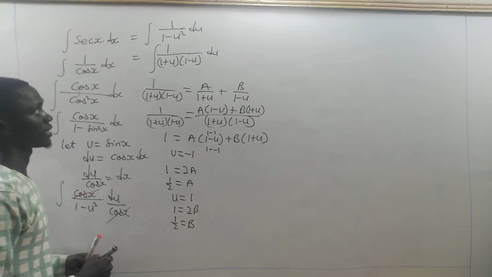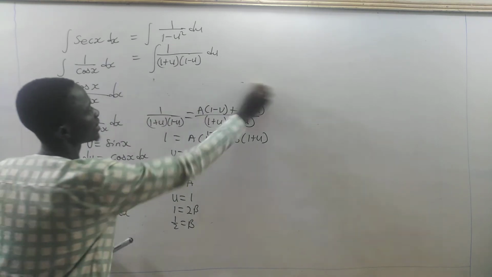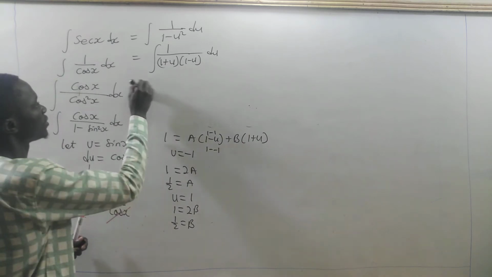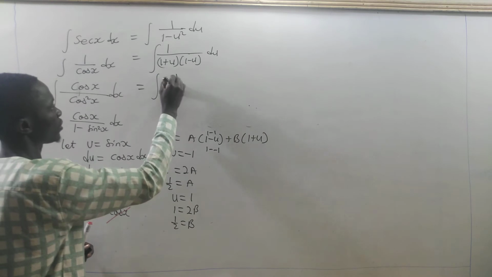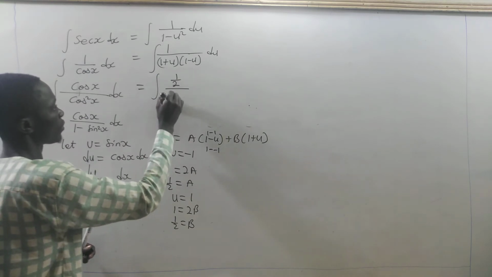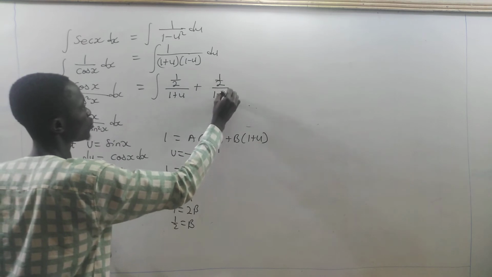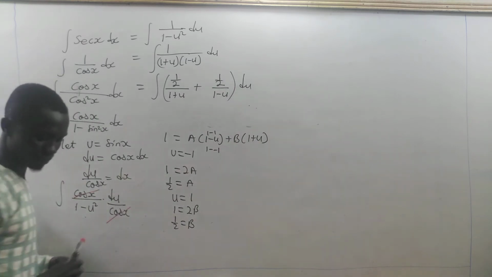Very simple as that. So in place of this, we are going to write the integral of 1 over 2 times 1 over 1 plus u, plus 1 over 2 times 1 over 1 minus u, du.